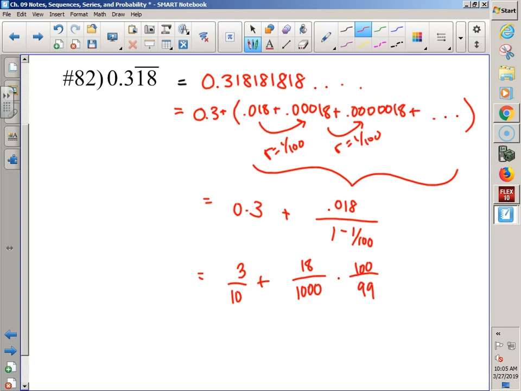100 hundredths. What's 100 hundredths minus 1 hundredth? 99 hundredths. Dividing by 99 hundredths is multiplying by 100 over 99. And I did 18 thousandths because of tenths, hundredths, thousandths, the place that it was in.